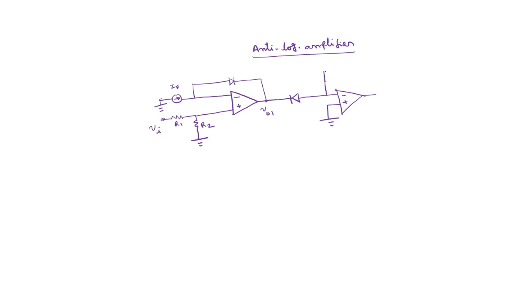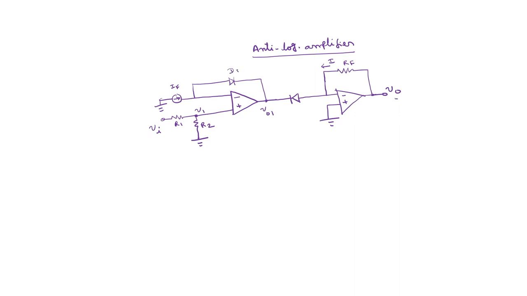The feedback resistance Rf is connected, and here output V0 is taken. Let us call this current as I, and this voltage is V1. Now we have to perform the analysis, and we have to show that output V0 is proportional to the anti-logarithm of the input Vi. Anti-logarithm in the sense that exponential function basically.